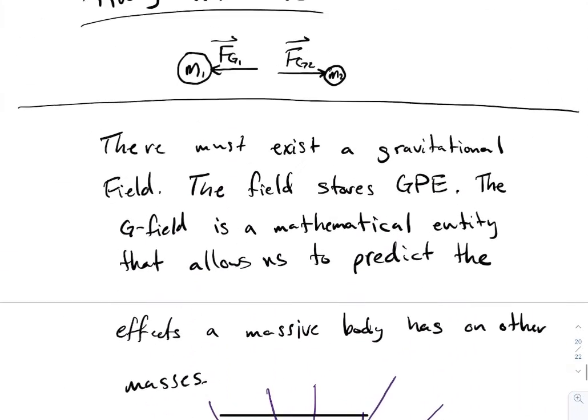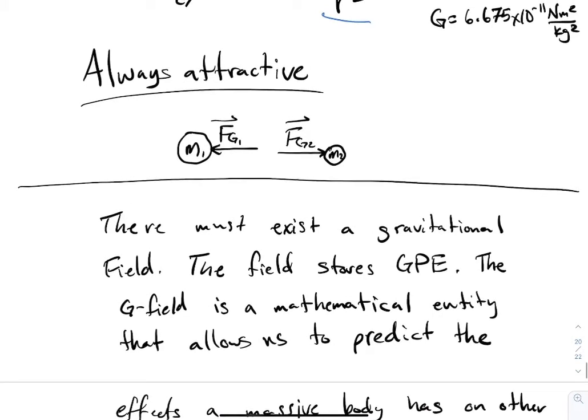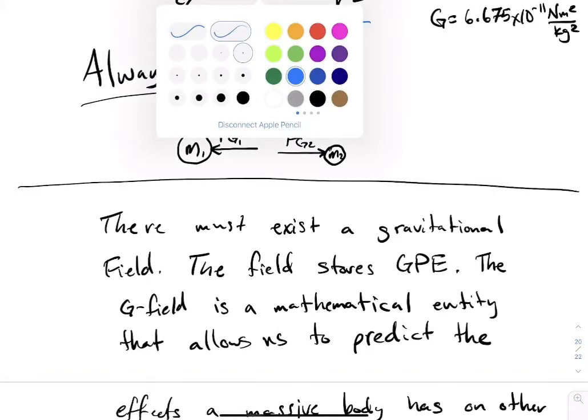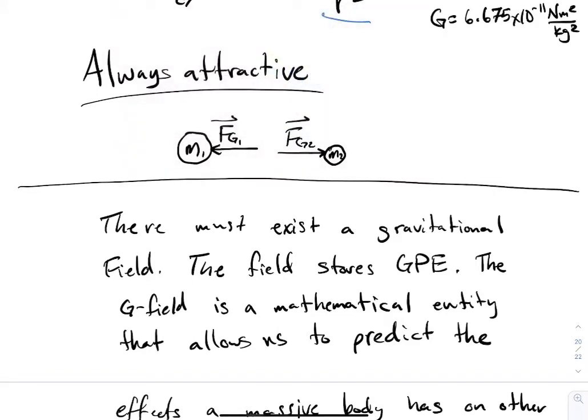And gravitational fields are always attractive, and they're the explanation as to why we stick to the Earth. So these were wrong, and I apologize. Really, these should have been attractive, like I said. And so M1 would be attracted to M2, and M2 would be attracted to M1. So please fix your notes.